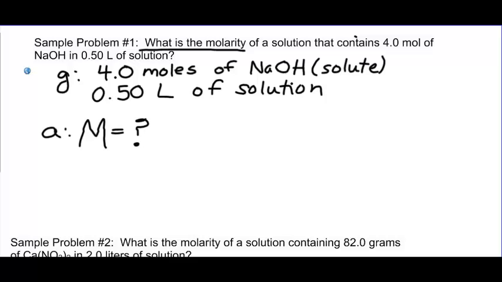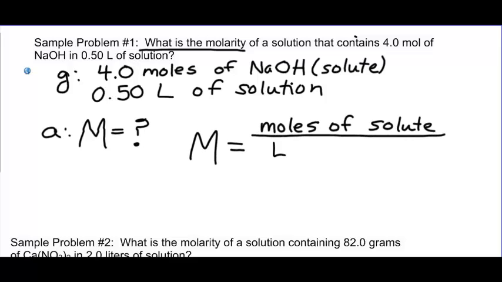So then we would go to our reference tables and look up the equation for molarity. It's in Table T. Molarity is equal to the moles of solute over the liters of solution. Once we have selected the equation we're going to use, we plug in.